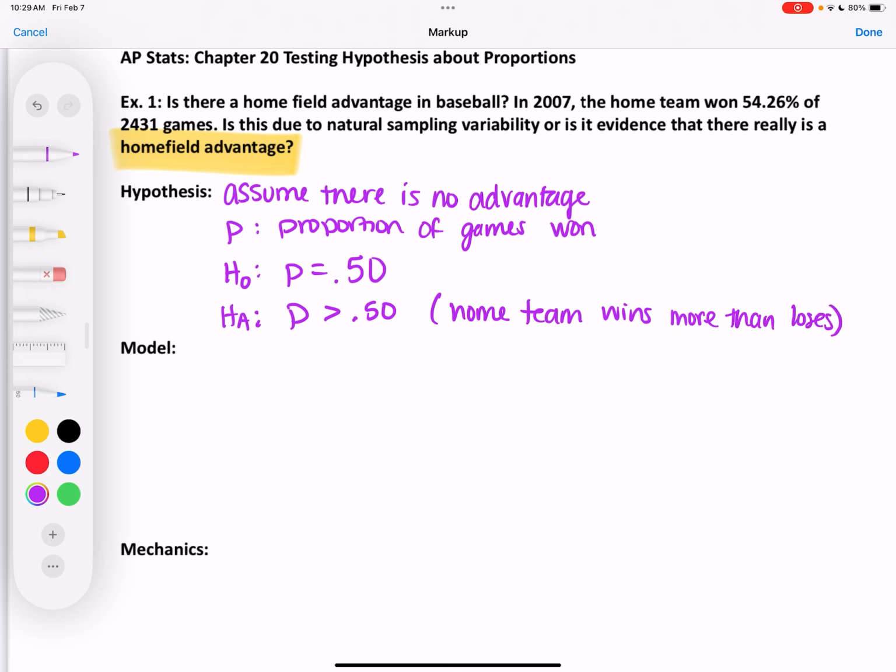And typically, you don't need to write this extra stuff that's written out. This is just so that as you go back, you see exactly where we're getting all of our information from. So, our model is where we check our conditions to make sure that everything is meeting the necessary requirements. So we're obviously doing the conditions of a normal model.